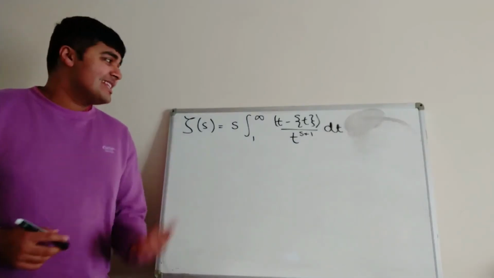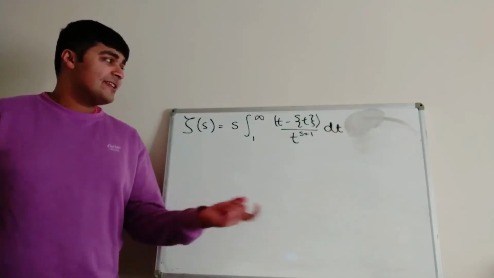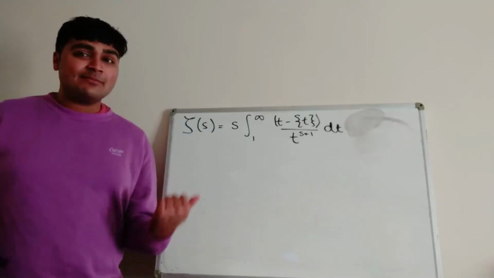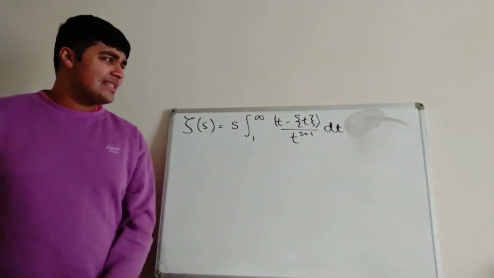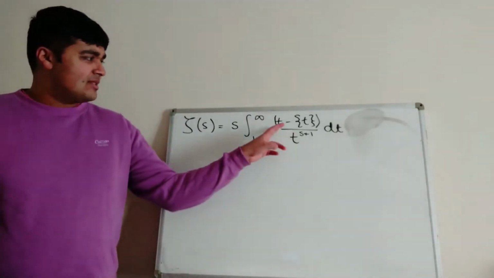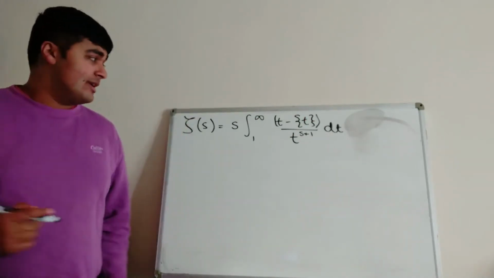Okay, so we've just shown that zeta of s we can write in this form: s times the integral from 1 to infinity of (t minus the fractional part of t) divided by t to the s plus 1 dt. Now, what we want to do is work with this integral a little bit and see if we can push some more out of it. So we're going to use the fact that we've got t minus the fractional part of t and split this into two integrals first.